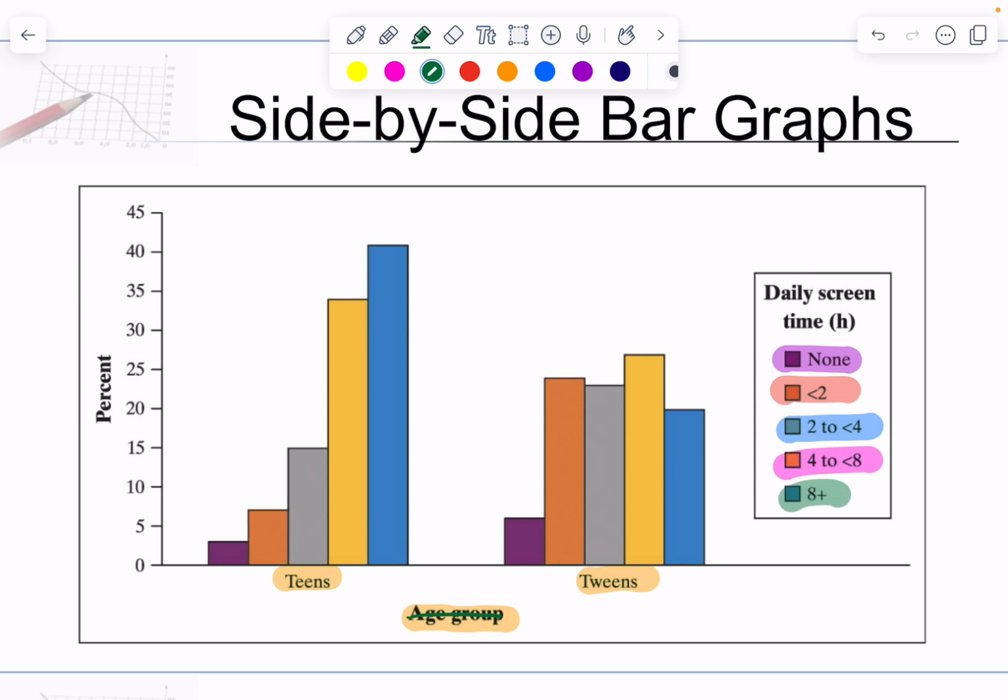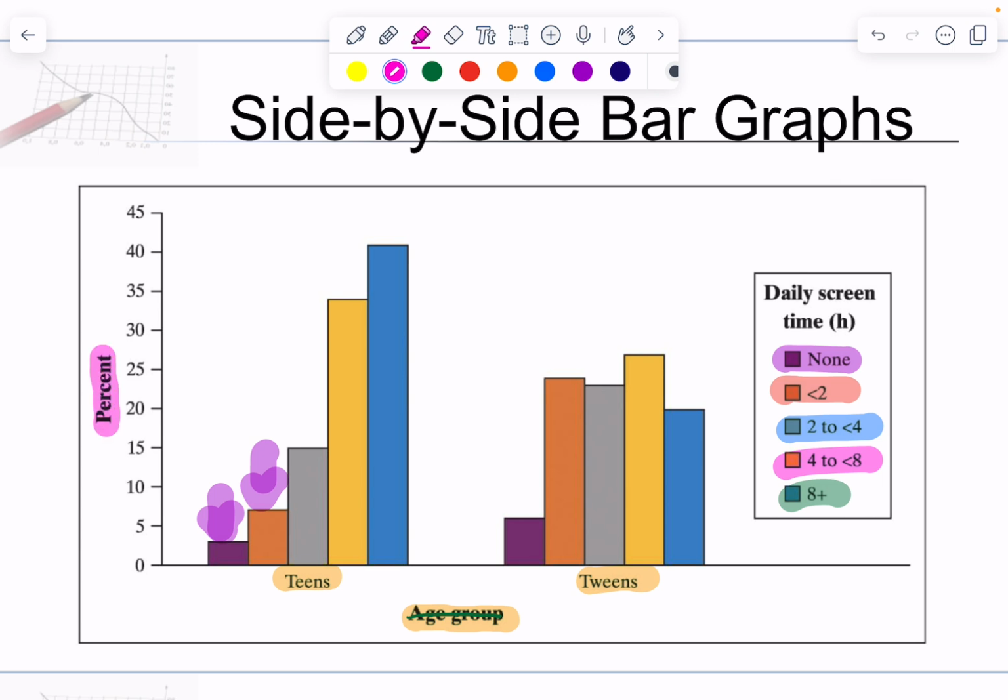And so for the teens, we can see how many had none. That would be the bar here, how many had less than 2, how many had 2 to 4, and so on. So we have all of that distribution right there for the teens. And then right next to that, we have the distribution for the tweens. A couple of things to note then. As I look at my graph, my x-axis was the two groups. My y-axis is in percentages.